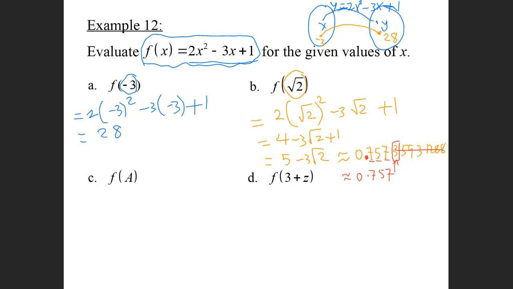Okay, now they're asking us to find f of a. So you need to replace each x with a. This will give us 2a squared minus 3a plus 1. And this is the final answer.